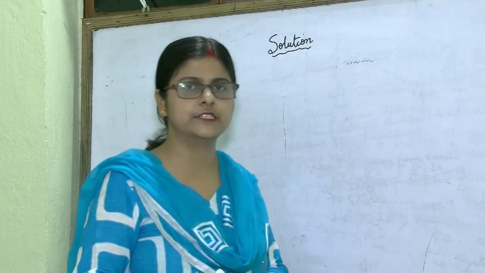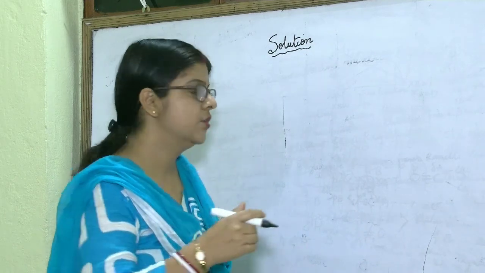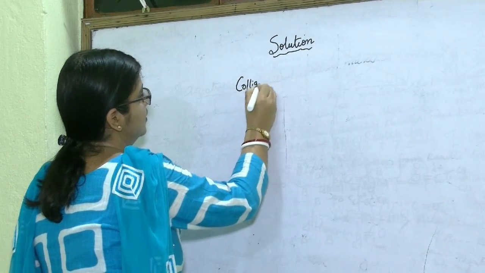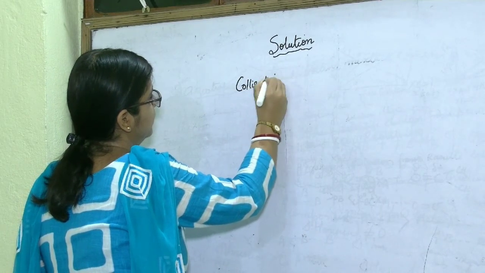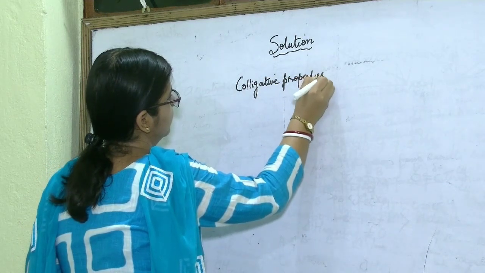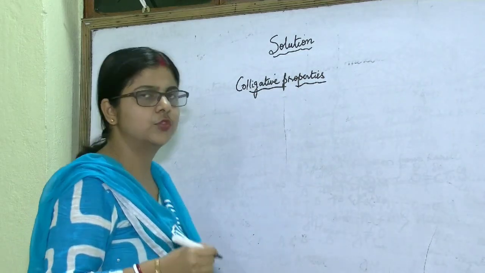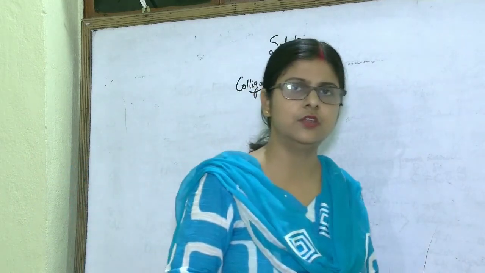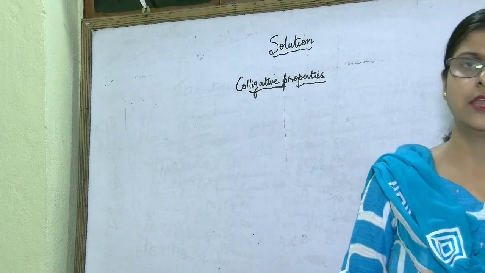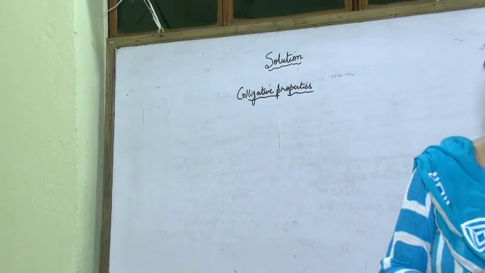Next we are going to discuss another topic, that is colligative properties. What are colligative properties? Colligative properties are those properties of the solution which depend upon the number of particles of solute and not on the nature of the solute particles in the solution.